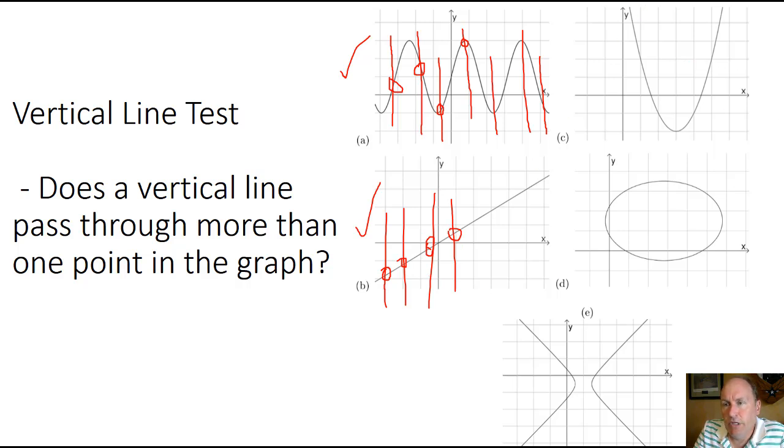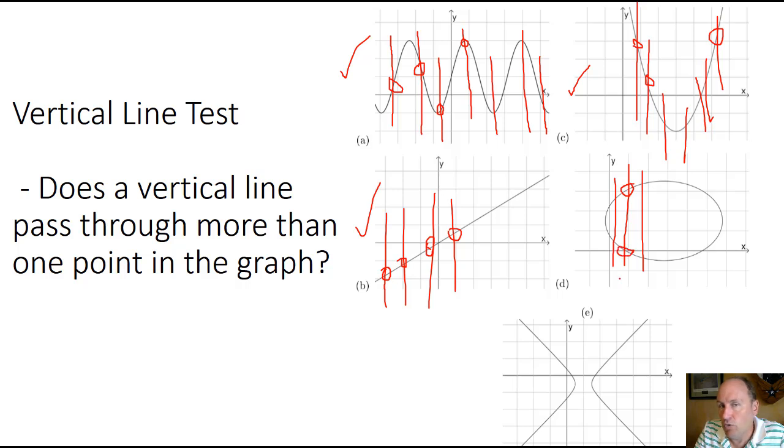C, a parabola. Vertical line test, successful in this upward facing parabola. Each one of my vertical lines is only hitting the function at one place. So C, the parabola, is also a function. Part D, the ellipse, well, I can see it's failing the vertical line test all over the place. Notice this particular vertical line is intersecting the ellipse twice. Not a function. Is an ellipse important? Yes. It's a relation. It's a very special kind of relationship. It is not a function because, for example, this input could be two different outputs.